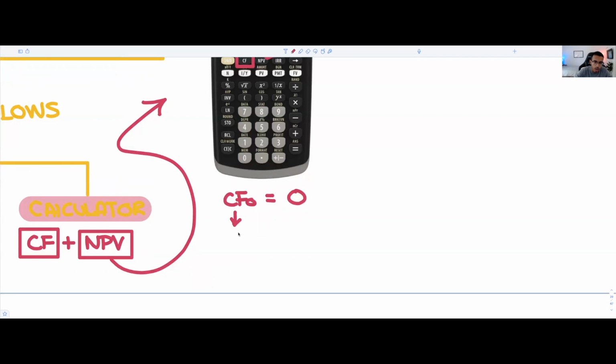Then you're going to press arrow down and get yourself to CO1. CO1 in this case is going to be equal to 75,000. So you plug in 75,000 and press enter, and you let frequency F01 be equal to 1. What does F01 mean? It means the frequency. So how many times will a cash flow actually occur?